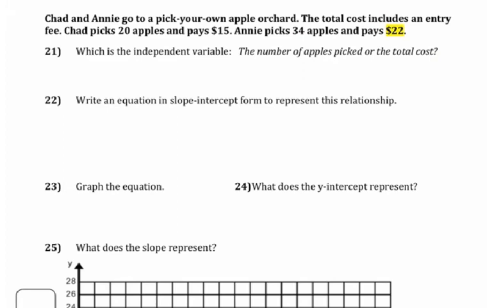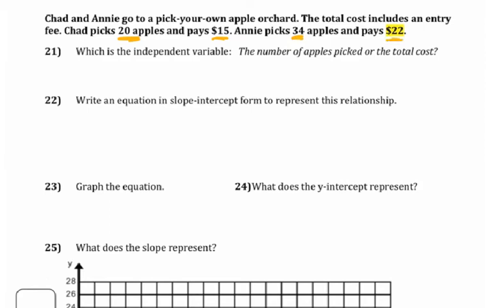Chad and Annie go to a pick-your-own-apple orchard. The total cost includes an entry fee. So that tells me that if I just walk in the orchard, I have to pay a fee. Then you pick apples. So Chad, he picks 20 apples and he pays $15 total. Annie picks 34 apples and she pays $22.